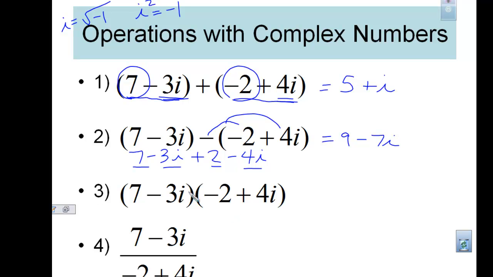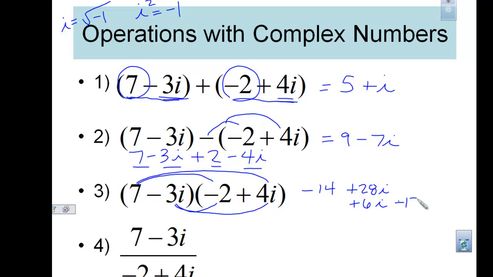Here's what we're going to do for this problem. I'm going to go ahead and multiply. We've got 7 times negative 2, which gives me negative 14. Then 7 times 4i gives me 28i. Then I've got negative 3i times negative 2, which gives me positive 6i. And then negative 3i times 4i gives me negative 12i squared. When I multiply, I line up like terms, which makes it easier to combine.